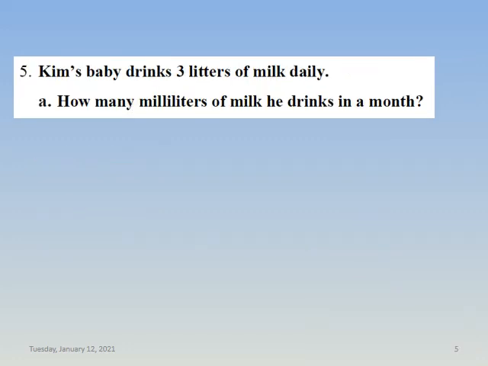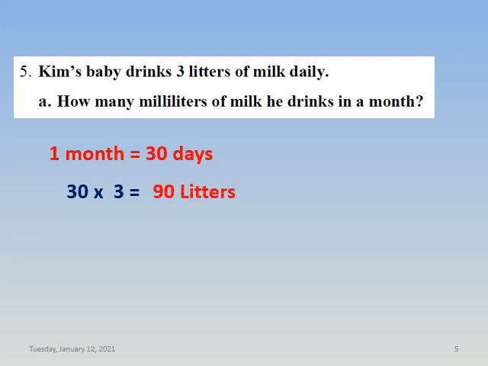Next example. Kim's baby drinks 3 liters of milk daily. Every day the baby drinks 3 liters of milk. How many milliliters of milk does he drink in a month? We all know that 1 month is equal to 30 days. And every day he drinks 3 liters. So he drinks in a month 30 times 3, which is equal to 90 liters.